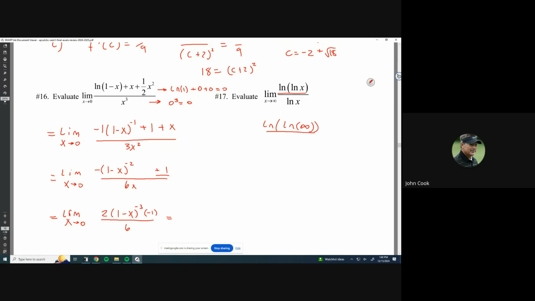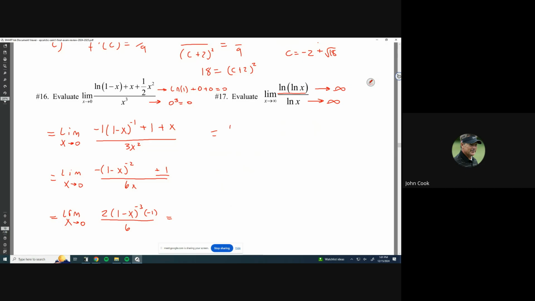But there are some things you should remember just in your head for natural logs. Natural log of 0 basically goes to negative infinity. Natural log of 1 is 0. Natural log of e is 1. And the natural log of infinity basically goes to infinity. So this part right here goes to infinity, and that means you get natural log of infinity in the top, which goes to infinity. And then the bottom part obviously also goes to infinity. So infinity over infinity is a L'Hopital situation.